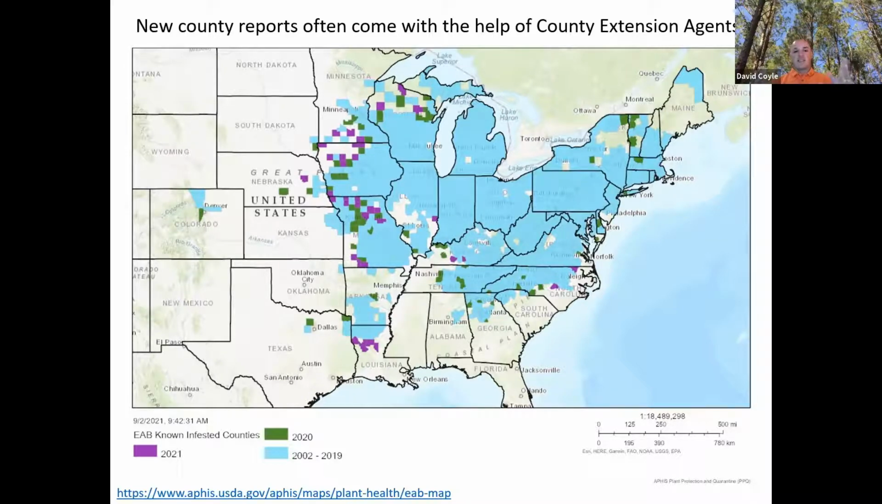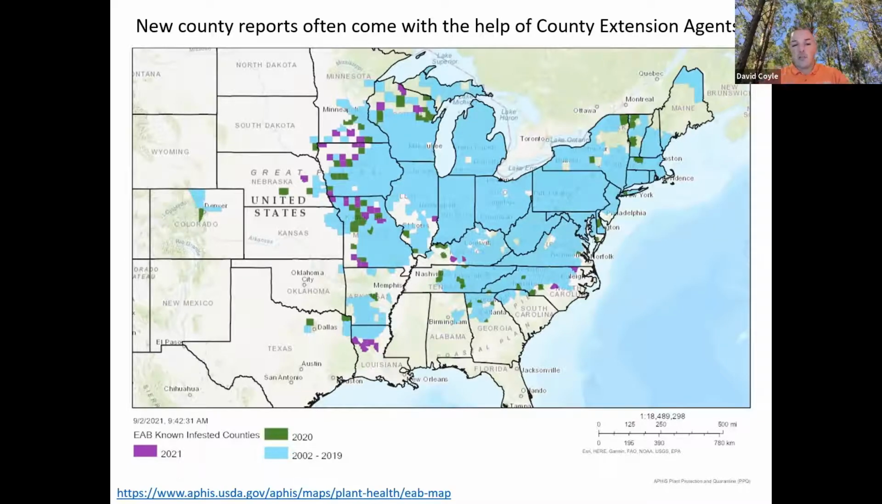And I show this because this is where county extension agents are so critical, because a lot of these new reports come with the help of agents, whether it's them finding these new trees themselves, or landowners going to them saying, hey, I have a problem. And then the agents being able to look at that tree and diagnose it. This is super important because we're still trying to track the spread of EAB to figure out where it's going next. Knowing where it is and where it's going helps these communities that are in the wake or in the forefront of it, helps them prepare, right?